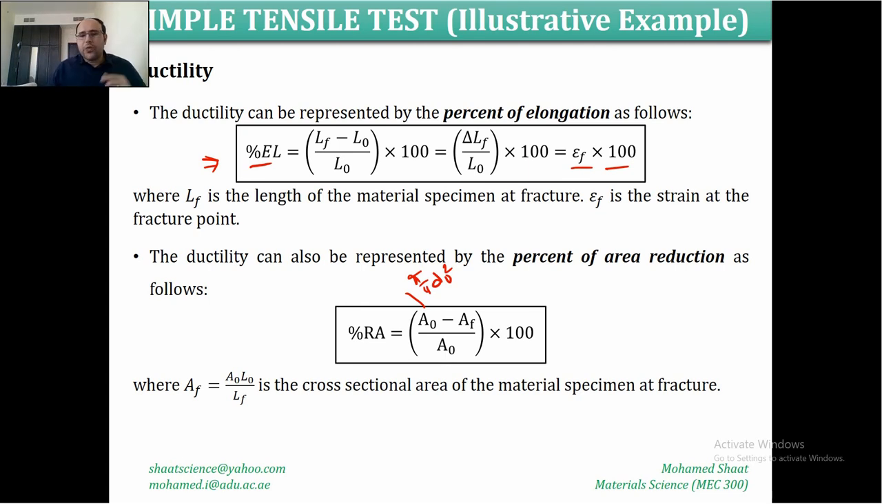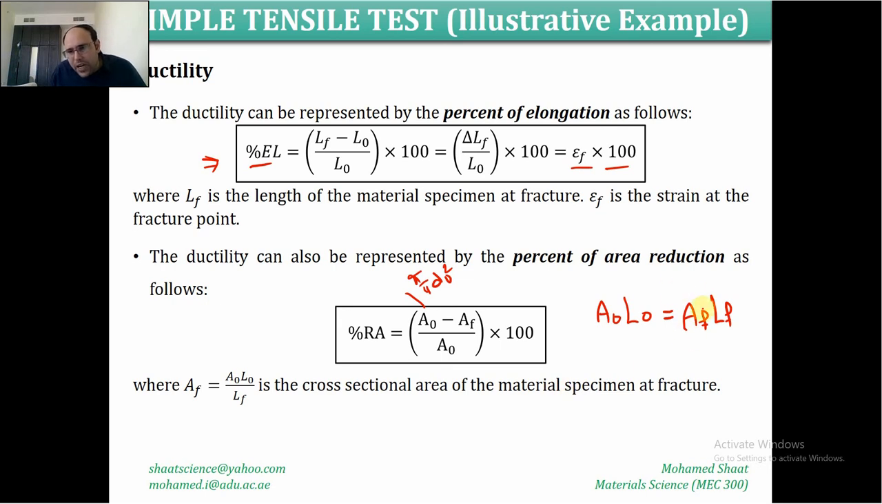The volume is still there. It is fixed. So if I ask you how much is the volume of this cylindrical shape before we do the tensile test, it should equal the original area times the length, because the volume of any cylindrical shape equals the cross-sectional area times the length of the cylinder, right? So this is A0 times L0. This is the volume before the test. After the test, it is going to be the area at fracture, or the final area after the test, times the length after the test, which is the final length of the elongated material sample.